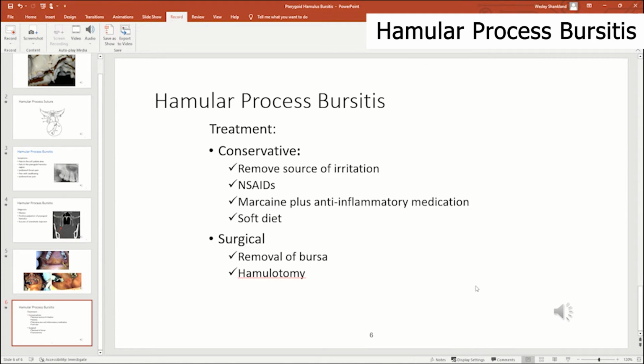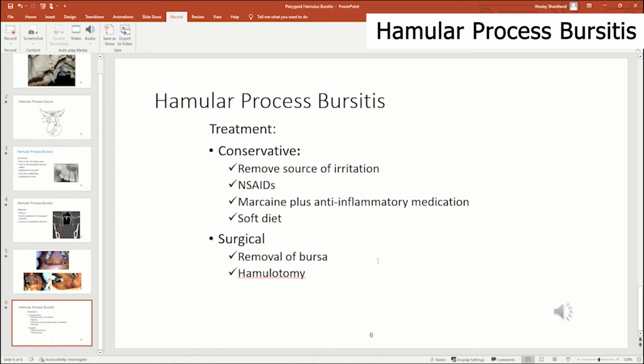How do you treat this problem? Well, there are major ways conservatively. We treat it by taking the irritation off of the area, such as a denture. We put them on NSAIDs such as ibuprofen. We also give an injection of Marcaine, which is a long-lasting anesthetic, with an anti-inflammatory medication. There are various kinds. And also we have people eat a soft diet.